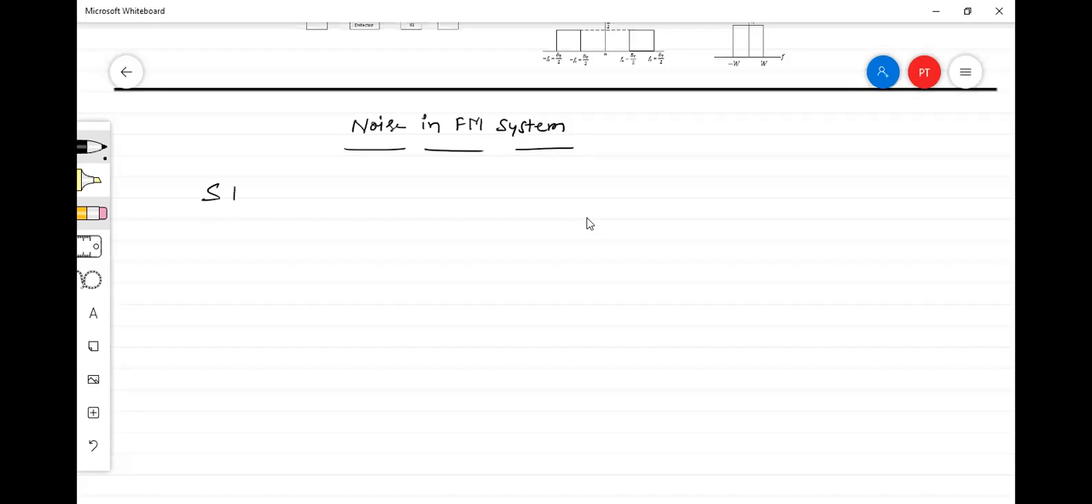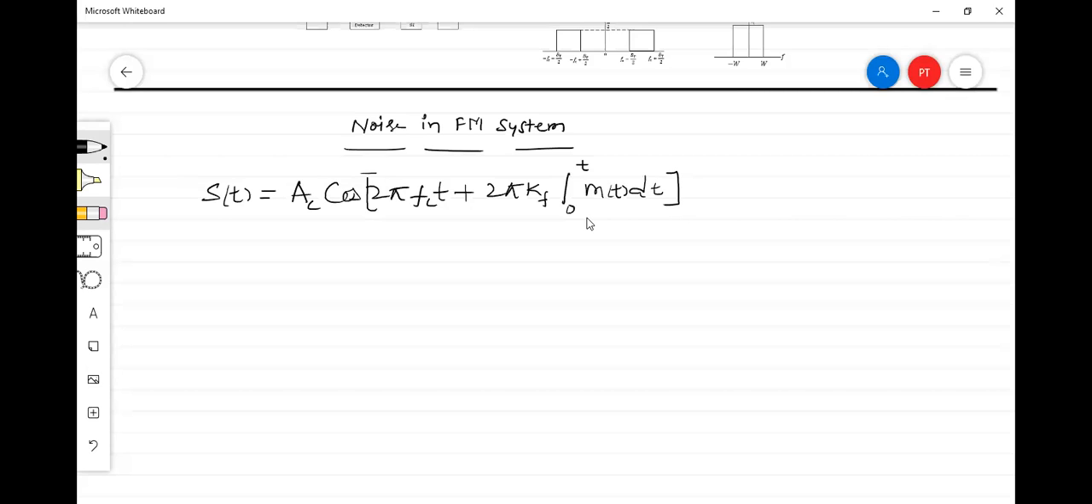Let us assume the transmitted as well as the received signal is equal to an FM signal. What is the equation of an FM signal? Ac cos(2π fc t + 2π kf ∫0 to t m(t) dt). So this is the equation of an FM signal.